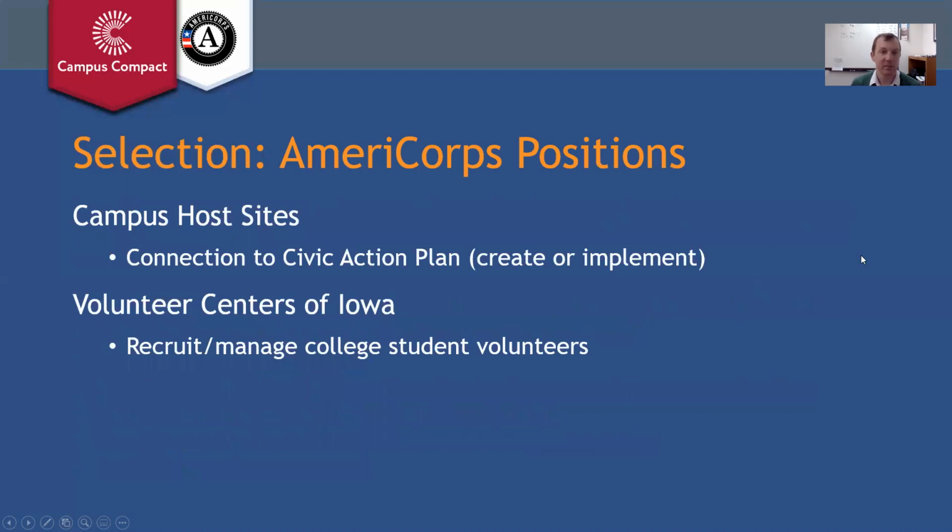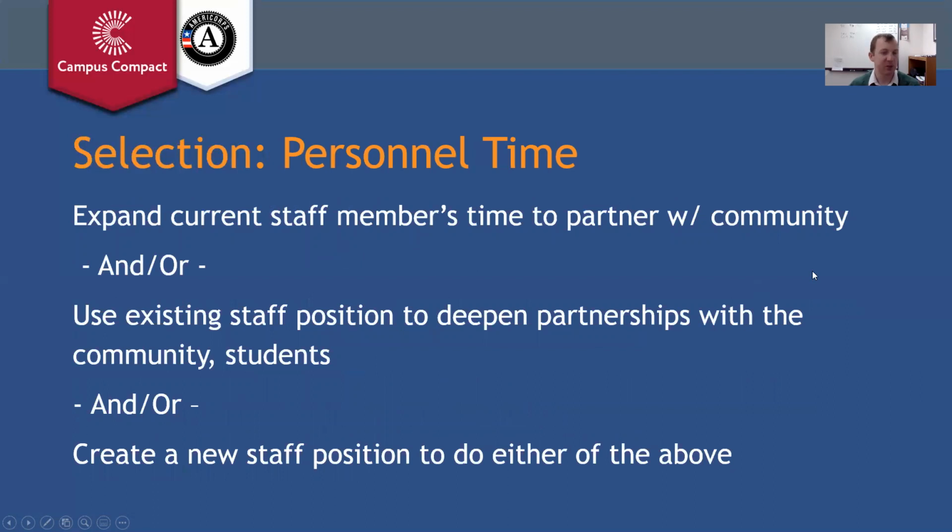We also want to make sure that our campus host sites, that your positions have a connection to your civic action plan, either to create or implement it, and that there's some sort of connection in there. For Volunteer Centers of Iowa, just a reminder that we want to see those positions recruit and manage college student volunteers. In the area of personnel time, we're really looking to fund campuses where it's either expanding a current staff member's time to partner with the community, or to use an existing staff position to deepen partnerships with the community and students, or to create an entirely new staff position that does either of the above.